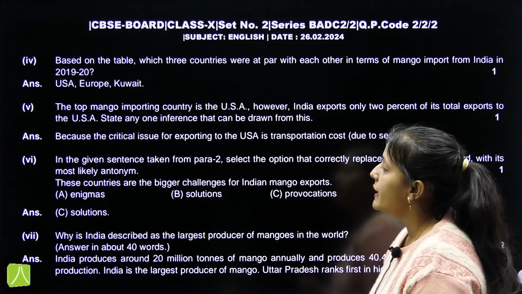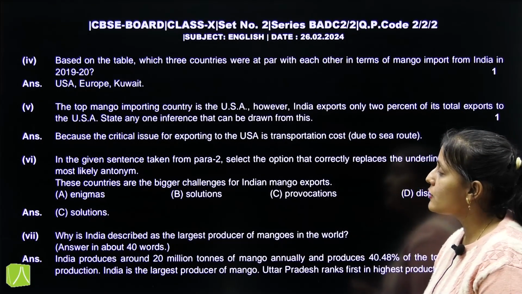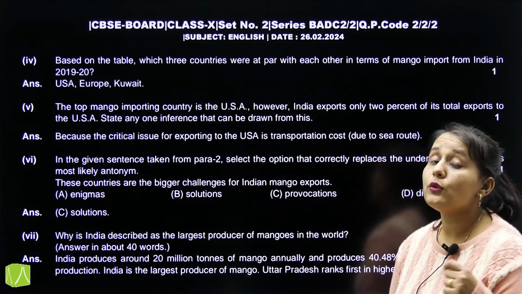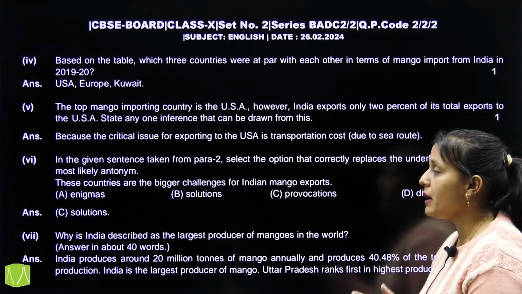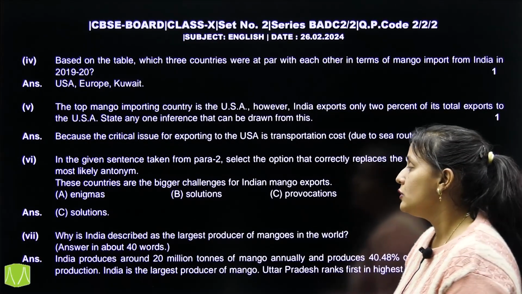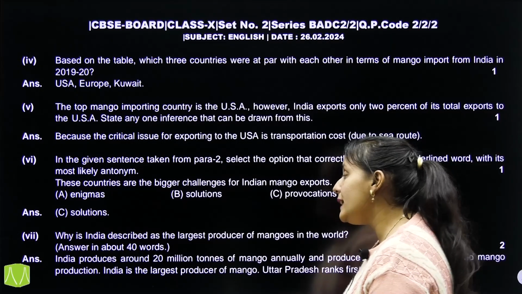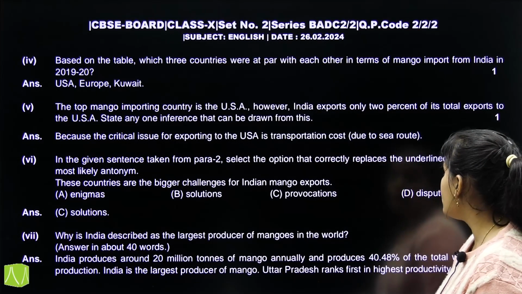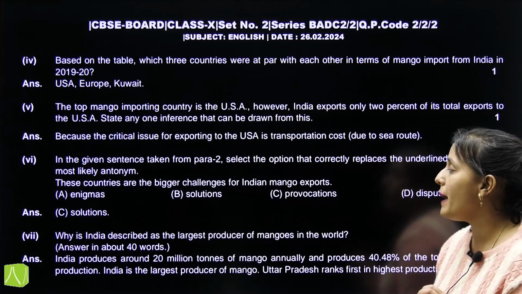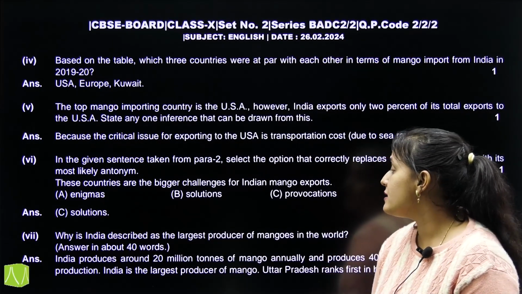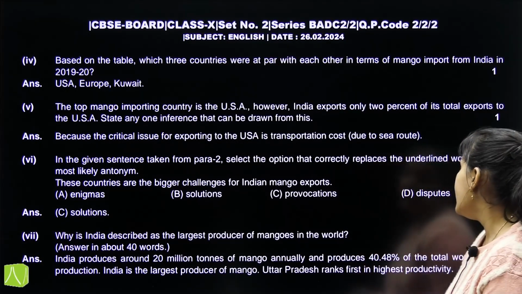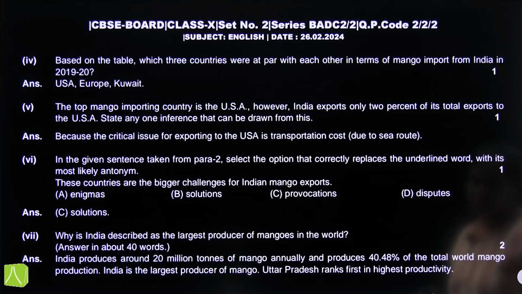Seventh one, why is India described as the largest producer of mangoes in the world? This answer was to be written by you in 40 words. So the answer is India produces around 20 million tons of mango annually and produces 40.48% of the total world mango production. India is the largest producer of mango. Uttar Pradesh ranks first in highest productivity.